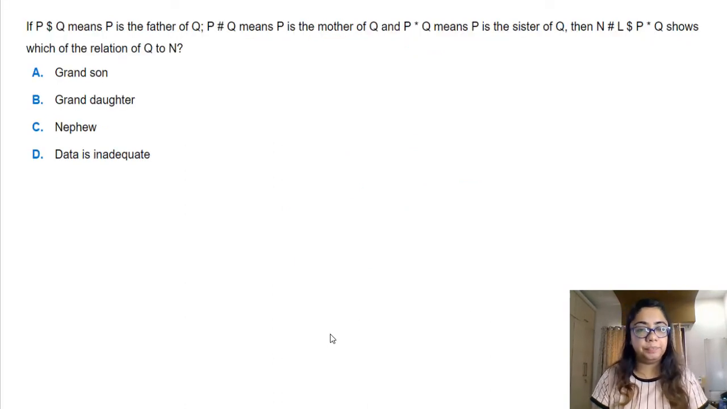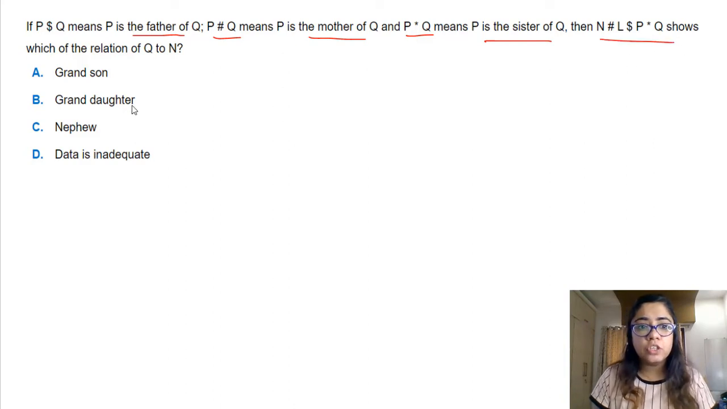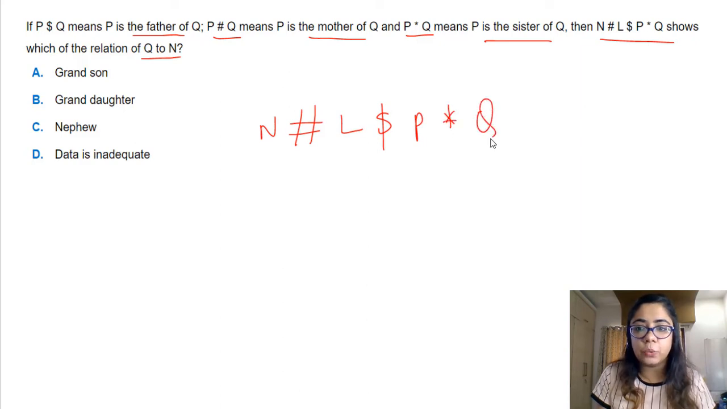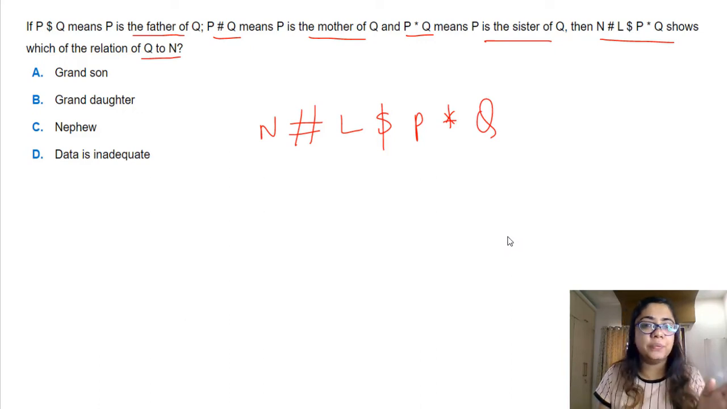Let's see what does it say. If $Q means P is the father of Q, P hash Q means P is the mother of Q, P star Q means P is the sister of Q, then this shows which relation of Q to N. So what is given is, देखो, N hash L dollar P star Q. They're asking you what is the relation of Q to N. Basically, how is Q related to N?